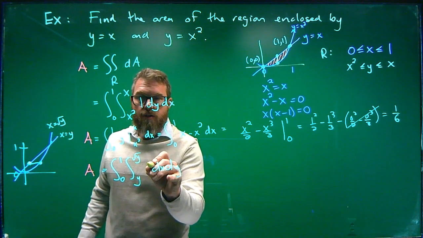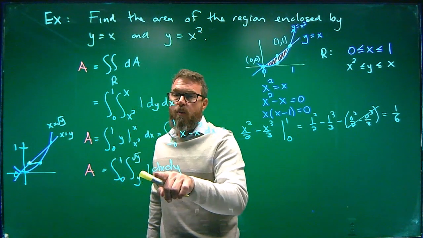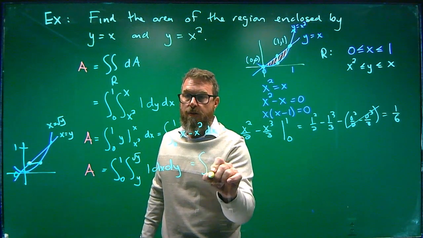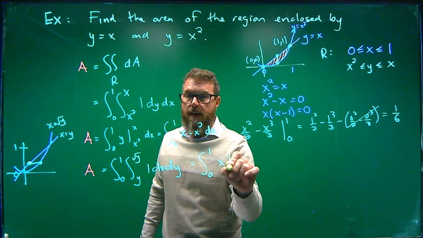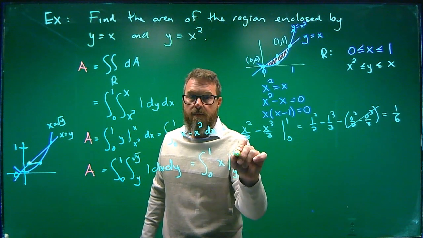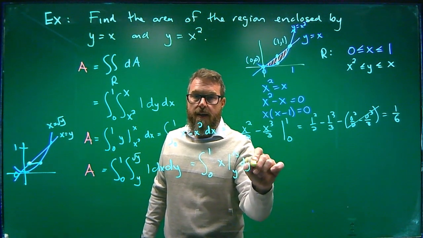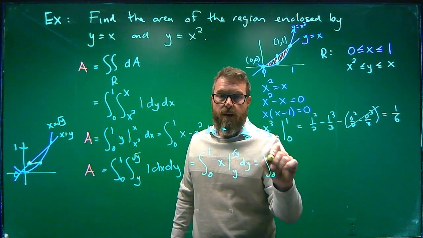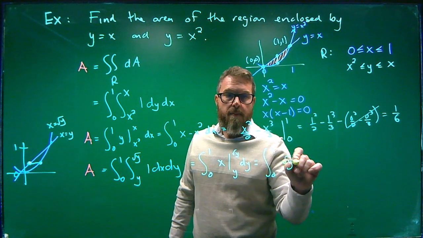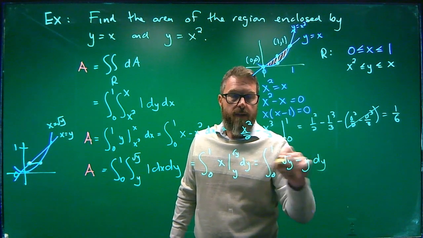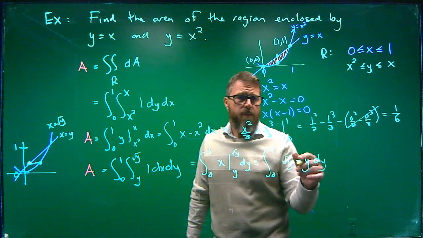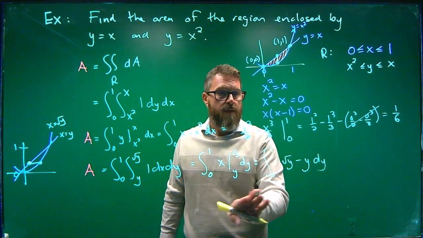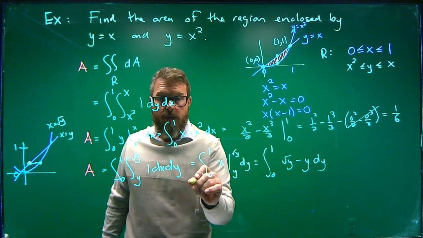Now again, this is still just a 1 here. So the integral of 1 dx is going to be x. So this is the integral from 0 to 1 of x evaluated at the bounds, dy. So evaluate, plug in the top, plug in the bottom. So this is the integral from 0 to 1 of root y minus y dy. And now I'm going to plug in 1, plug in 0. Oh, I got to integrate first. Now I have to integrate, then I can plug in 1, plug in 0.